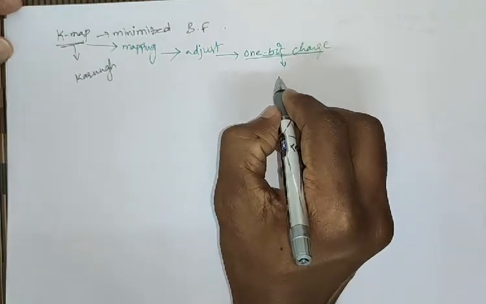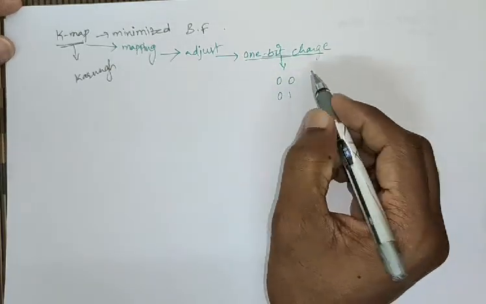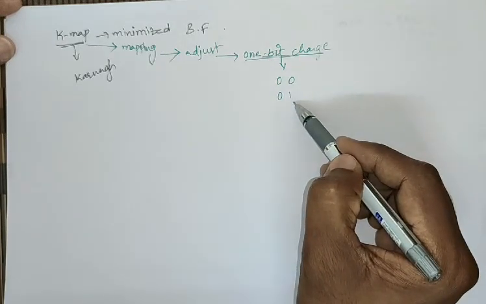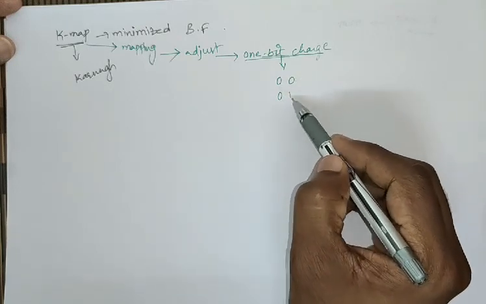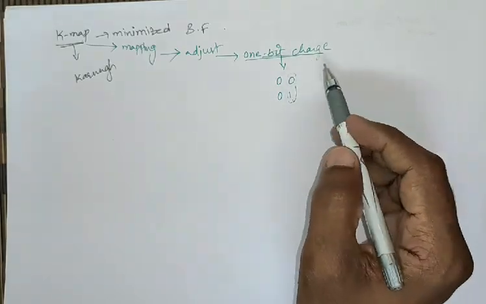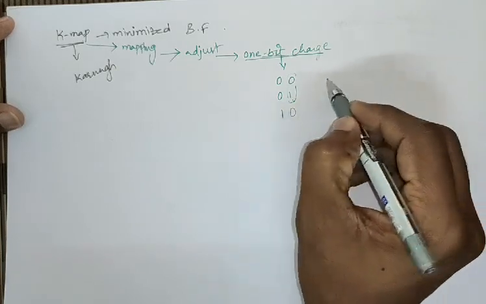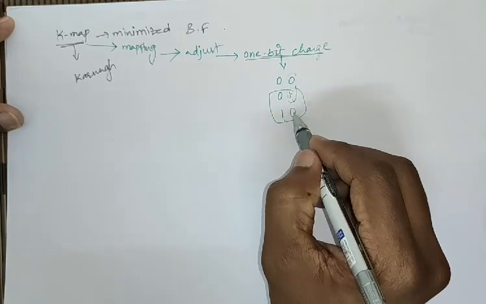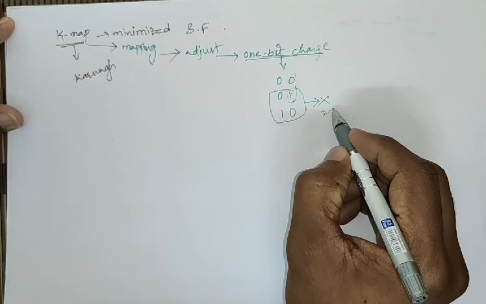Suppose we are discussing 0 0, and the next term is 0 1. In this 2-bit representation, how many bits are different? Based on the positions, the first position is the same in 0 0 and 0 1, only 1 bit is changing. One position is changing, so this is called a 1 bit change. Next, 0 1 and 1 0: 0 is replaced by 1, and 1 is replaced by 0. So this is not a 1 bit change, this is a 2 bit change.